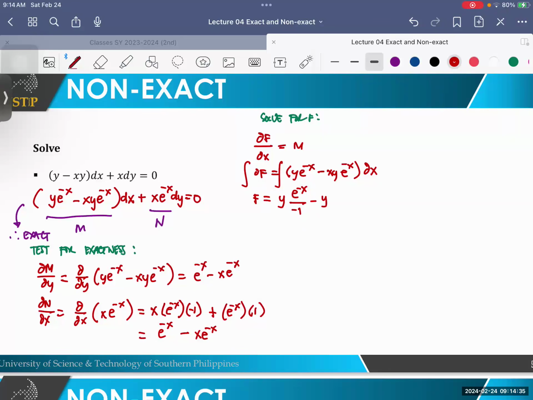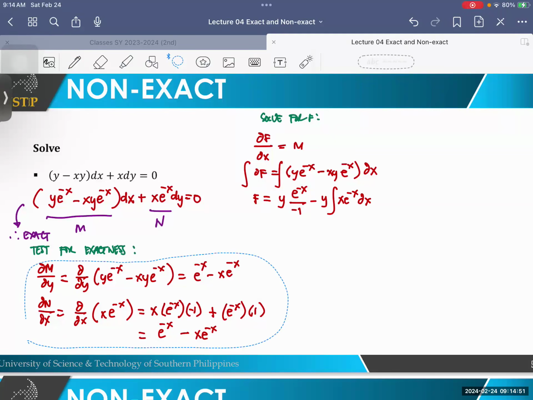Then this one is a bit complicated. Okay? Integrate x e to the negative x dx. This is not directly integrable, class. We integrate that by parts. So I hope you remember integration by parts. But okay, let's review it now.